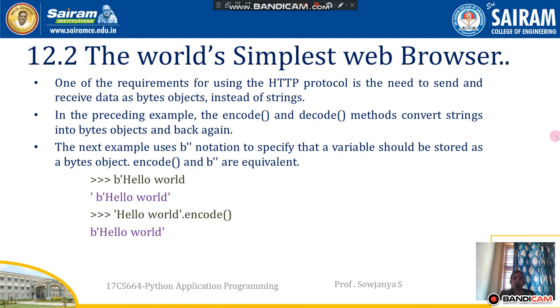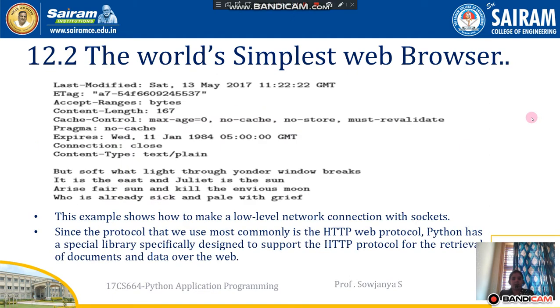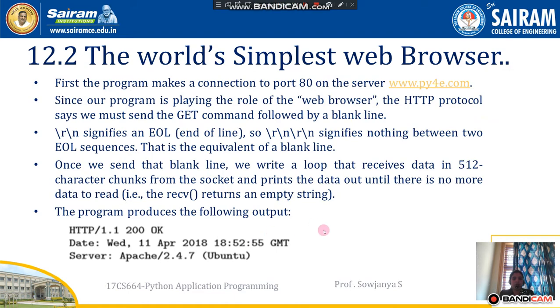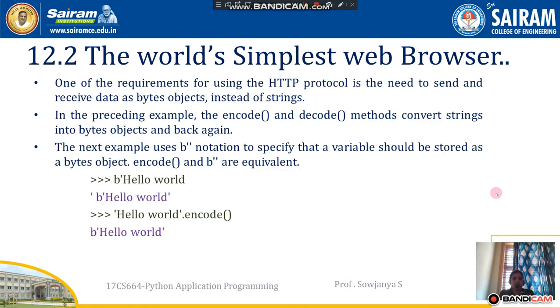In the previous example, we have seen encode and decode methods to convert strings into bytes objects and then back. You can see in this example we have used encode and then decode to convert the strings to bytes and then back. That is the meaning we have seen here.